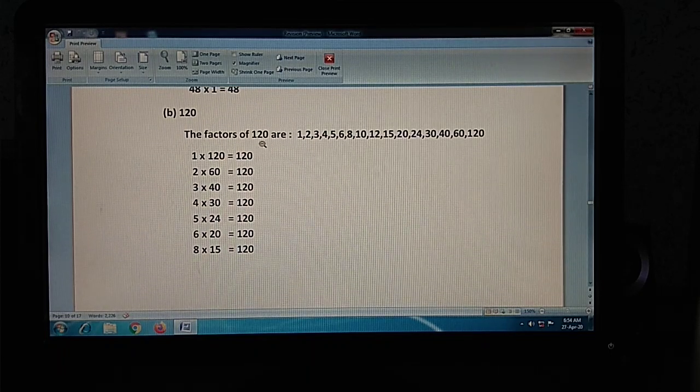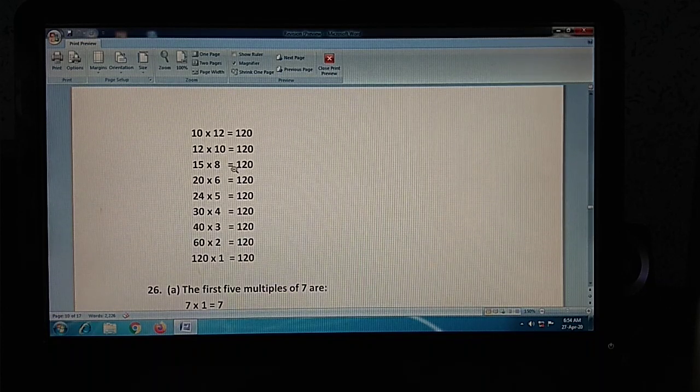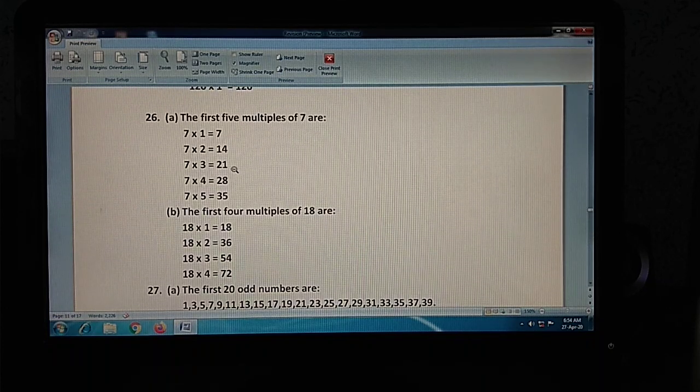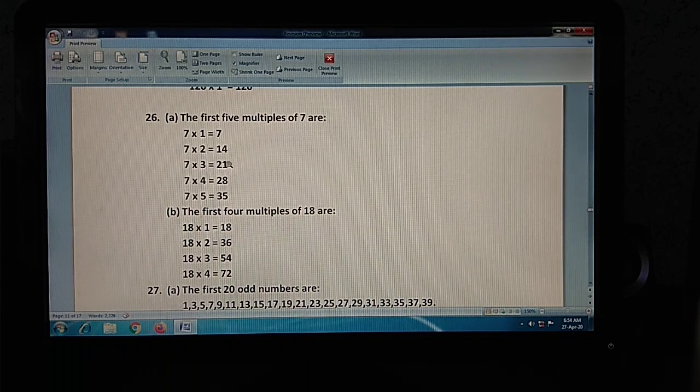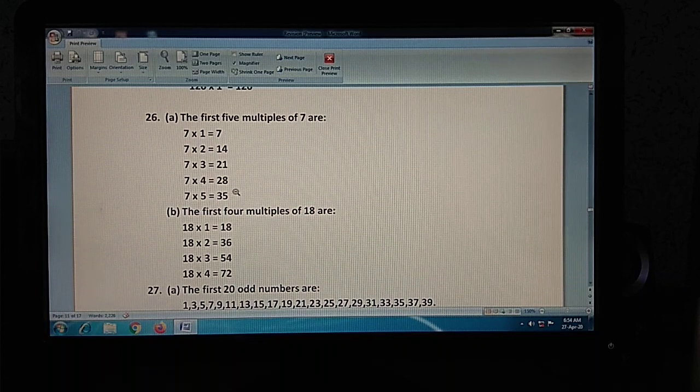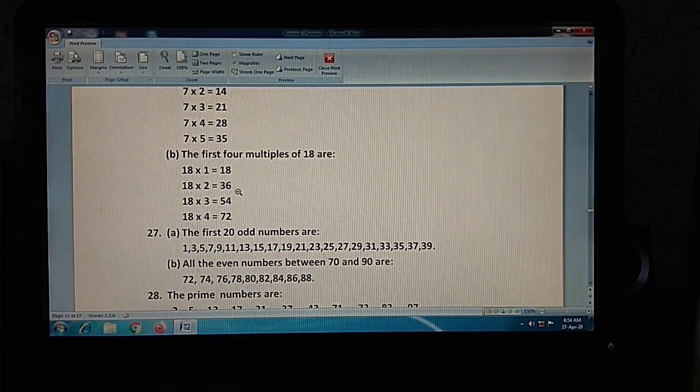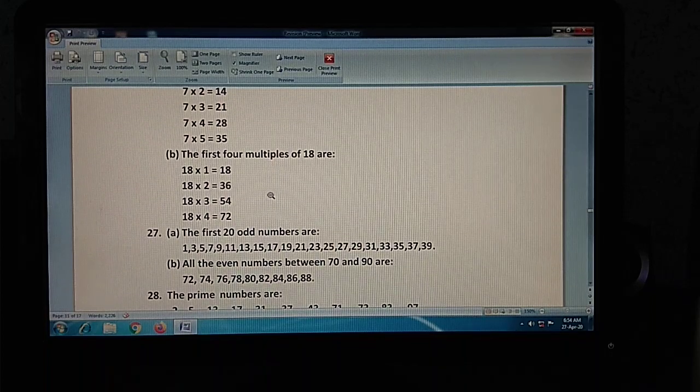Similarly, here also in 120, these are the factors. Now moving on, in question number 26, we have to find out the first 5 multiples. Multiples are very simple. The number that we are given, we just multiply it with 1, 2, 3, 4 and 5. So this will be the first 5 multiples. The answers that we get are the first 5 multiples. Similarly here, these are the first 4 multiples of 18.